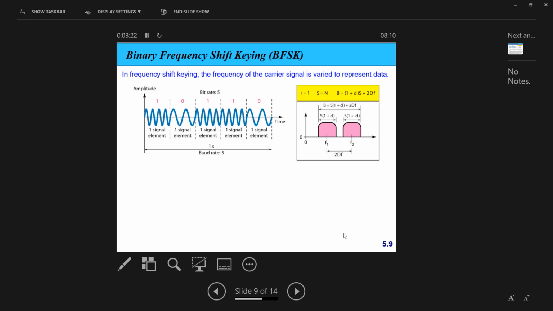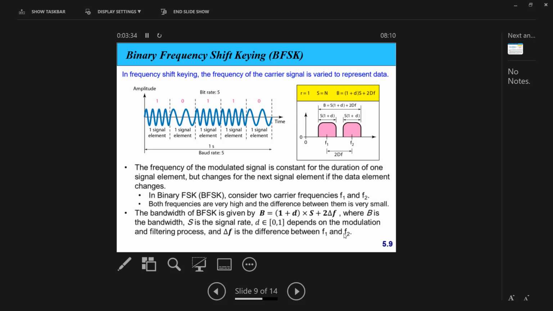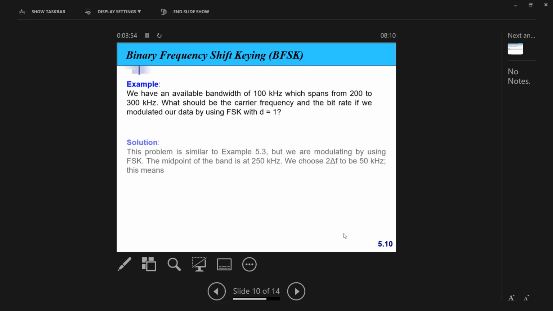Then we discussed the binary frequency shift key. In this binary frequency shift key, we change the frequency based on the received data. So 1 can take frequency F1 and 0 can take frequency F2, and in this case the bandwidth will be 1 plus d multiplied by s plus 2 delta F, where 2 delta F is the spacing in the frequency between F2 and F1. And within that, the minimum value of delta F can be S when d equal to 0.